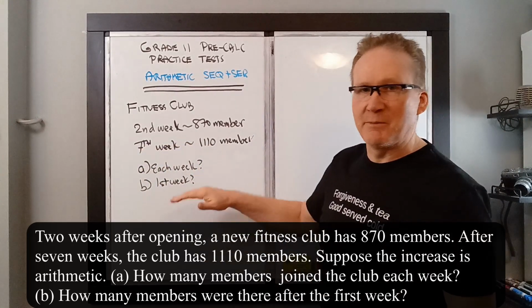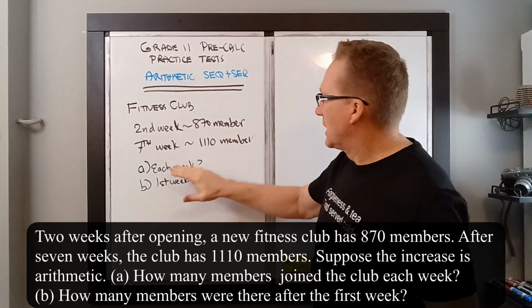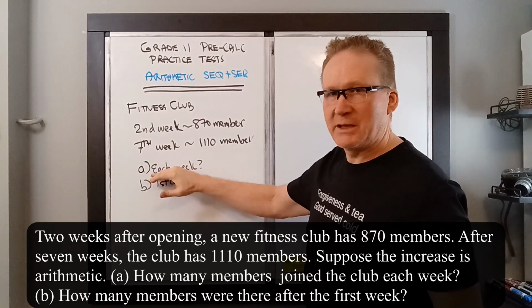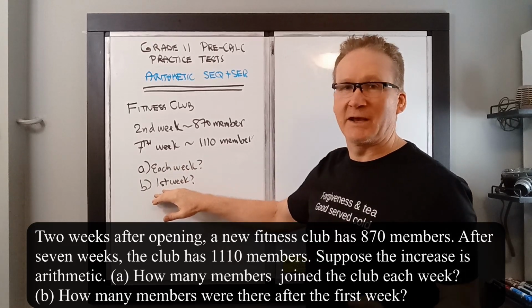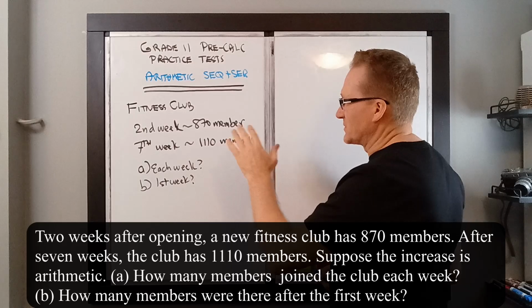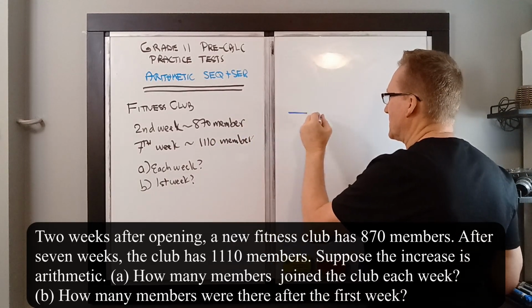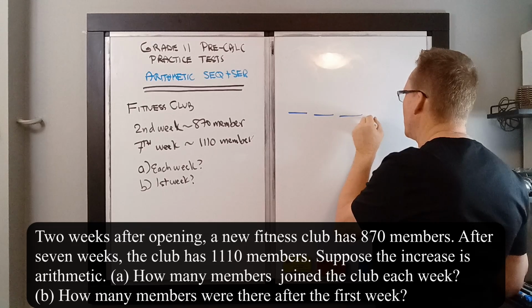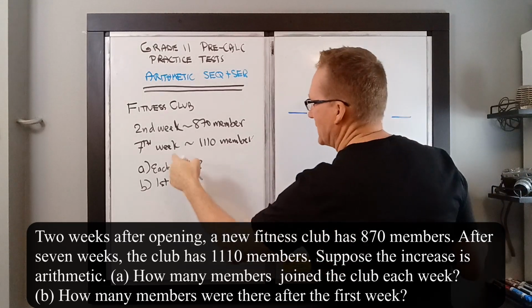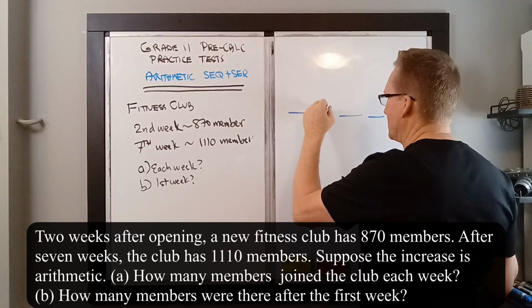And we want to know, assuming this is an arithmetic sequence, how many members do they add each week? And how many do they have at the end of the first week? I'm going to do this a couple of different ways. One is just the brute force method, thinking through it. So here's the first week, second week, third week, fourth week, fifth week. So at the end of the second week, they have 870 members.